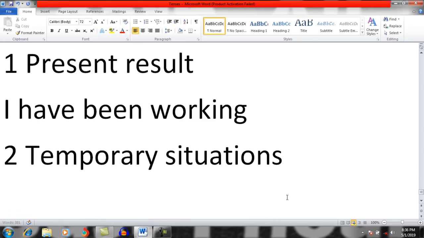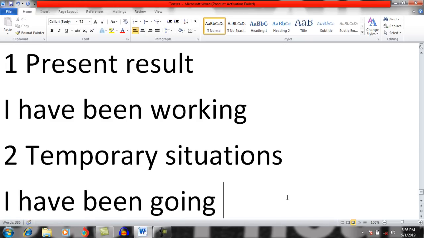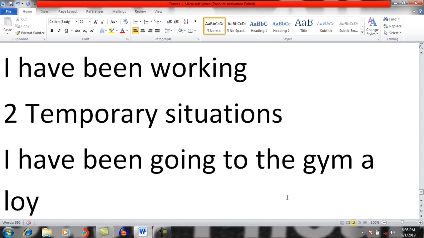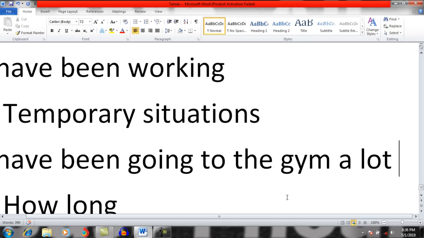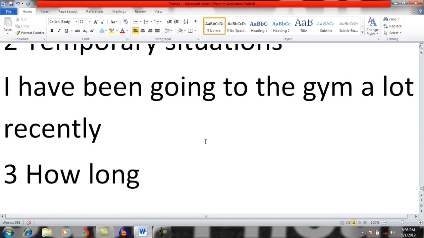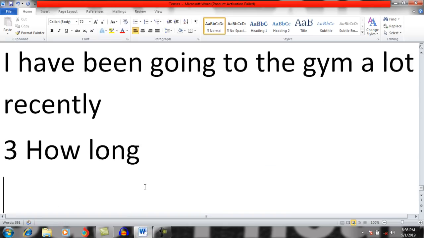We can also use the present perfect progressive for a temporary situation. Like this: I have been going to the gym a lot recently. Now these are temporary situations. So for a temporary situation, we can also use the present perfect progressive.